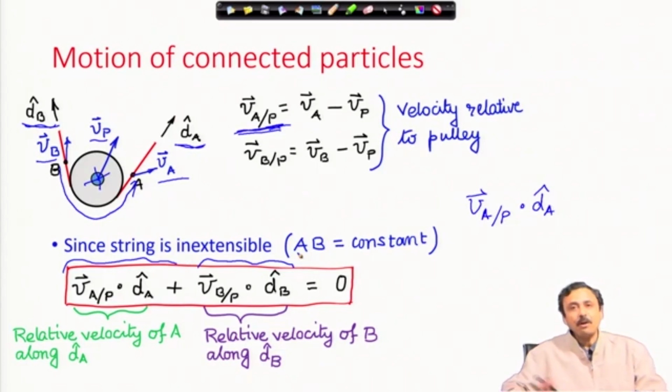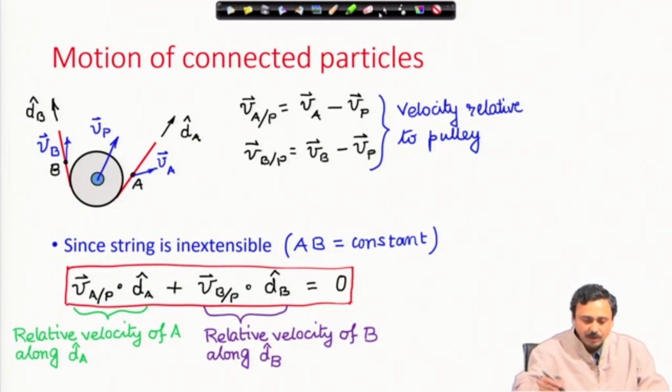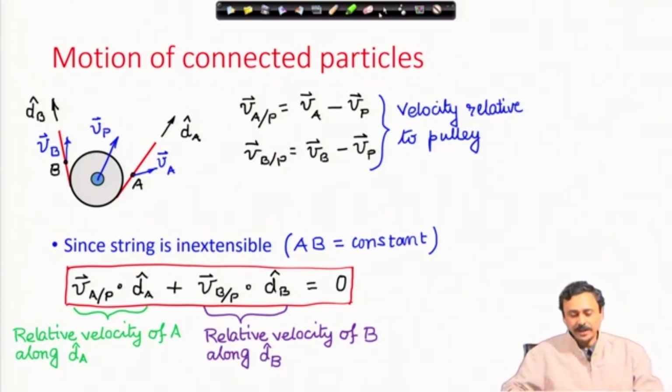So, the sign of the relative velocity will be decided by this equation. Because dA and dB are both leaving the pulley, the velocities along these two directions must sum up to 0. So, this is the explanation of this projection along dA and dB.